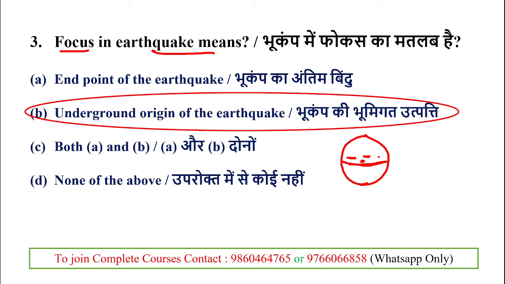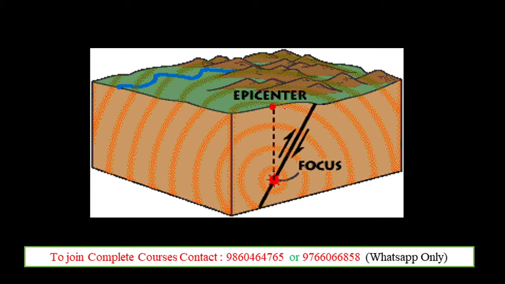This is the land area, and whenever an earthquake happens, it happens in the inner area of the earth. So the point where the earthquake happens is called the focus, and the area just above it on the land is called the epicenter. In the picture you can see this is the focus, and the area just above it on the land is called the epicenter.